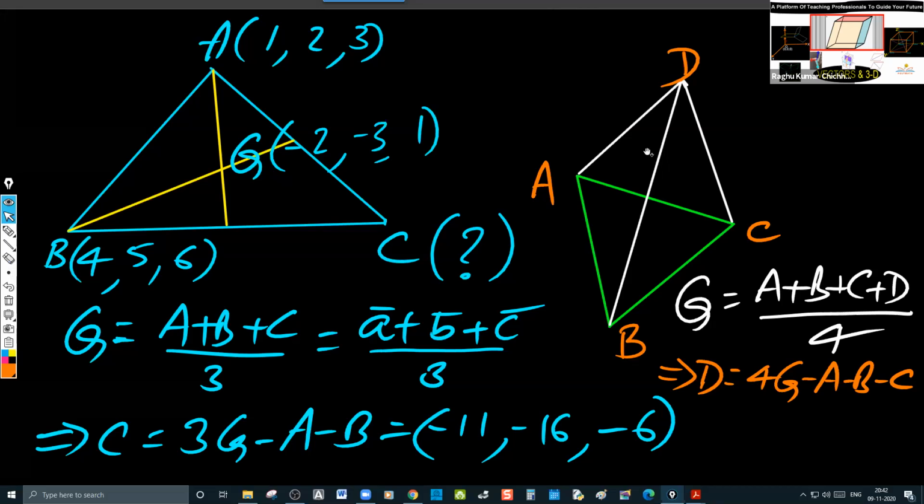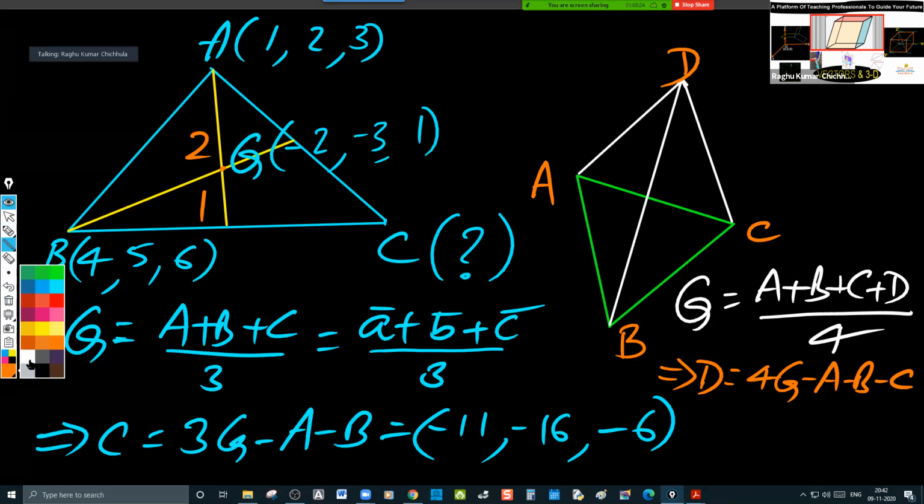Yeah. So this is the 4th vertex. And what is the similarity between the properties of the triangle and the tetrahedron? You have learned in your lower class itself that the centroid always divides the median in the ratio 2:1. But the median in case of the tetrahedron, how is it defined? It is simply like this.